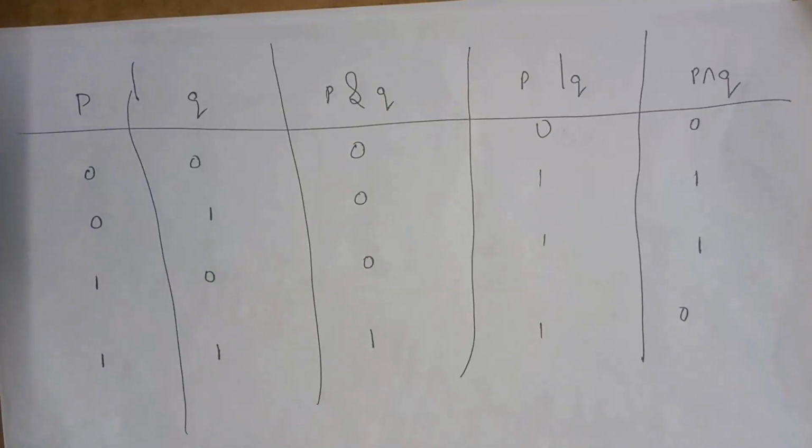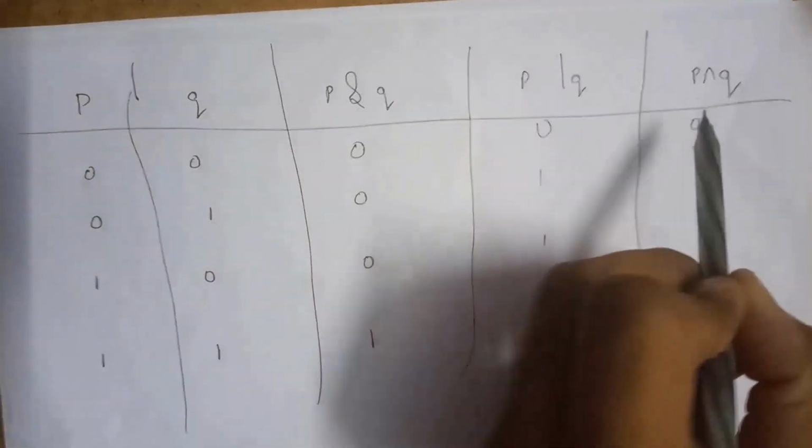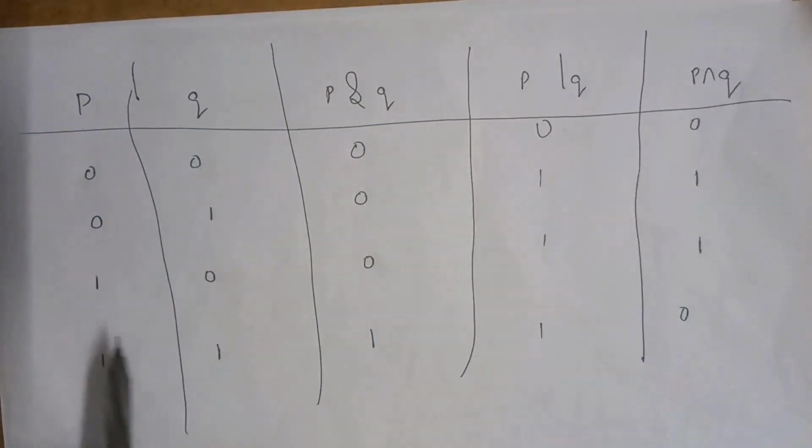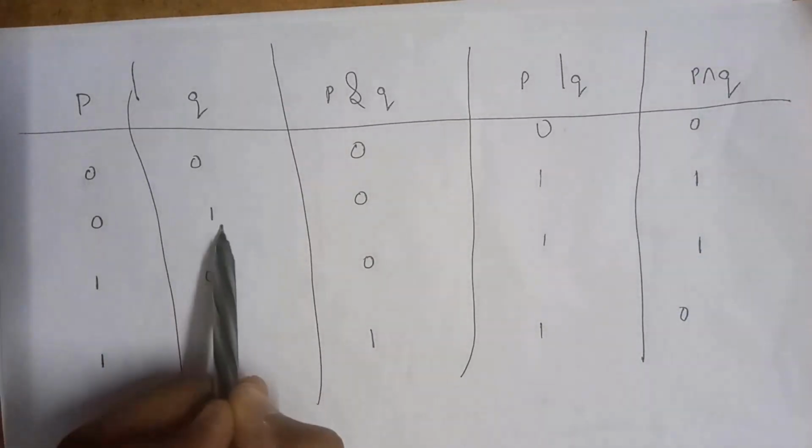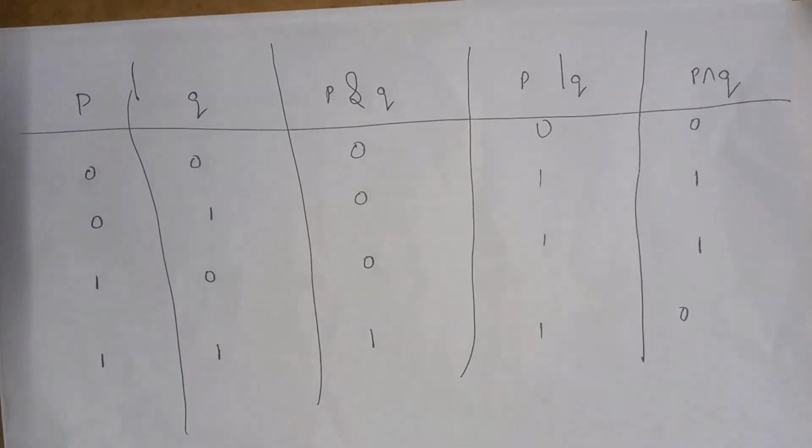Next, bitwise XOR. For bitwise XOR, if both values are 0, then the result is 0, and if both values are 1, the result is 0. Else if one value is 0 and one value is 1, the result is 1. This is for bitwise XOR. You need to remember this table.